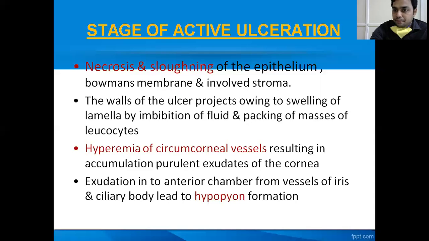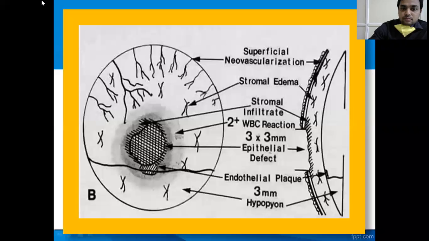Hypopyon is nothing but the pus in the anterior chamber. So basically, because of the released toxins and enzymes, there is a necrosis of the corneal tissue, and there is an imbibition of fluid into the ulcer walls, and there is a hyperemia, that is dilatation of the circumcorneal vessels, and there is a dilatation of the iris and ciliary body vessels. Because of the dilatation of the iris and ciliary body vessels, there is an exudation of different proteins and pus cells into the anterior chamber. That leads to formation of the hypopyon. Hypopyon is nothing but the presence of pus in the anterior chamber.